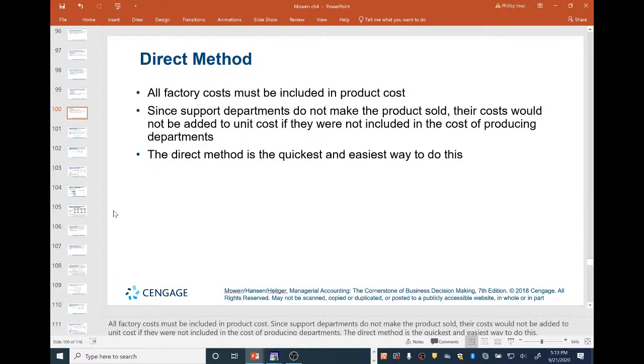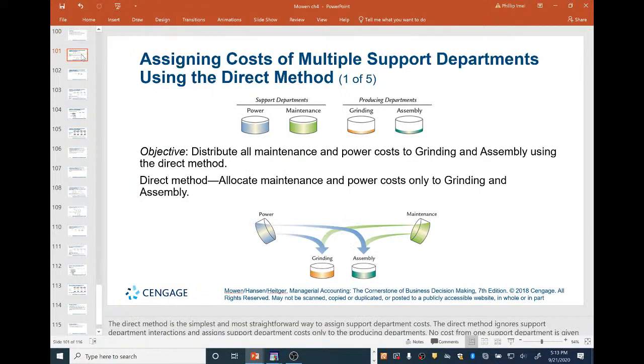So we'll talk a little bit about the direct method here. It says all factory costs must be included in product cost. Since support departments do not make the product sold, their costs would not be added to the unit cost if they were not included in the cost of producing departments. The direct method is the quickest and easiest way to do this. So let's just take a look at what's going on here.